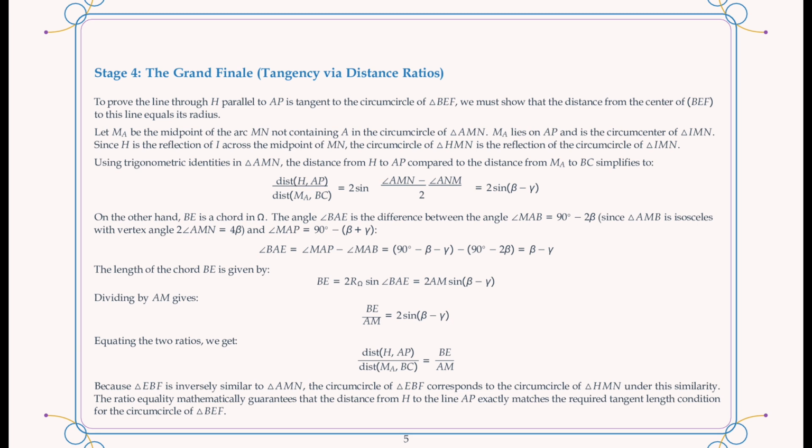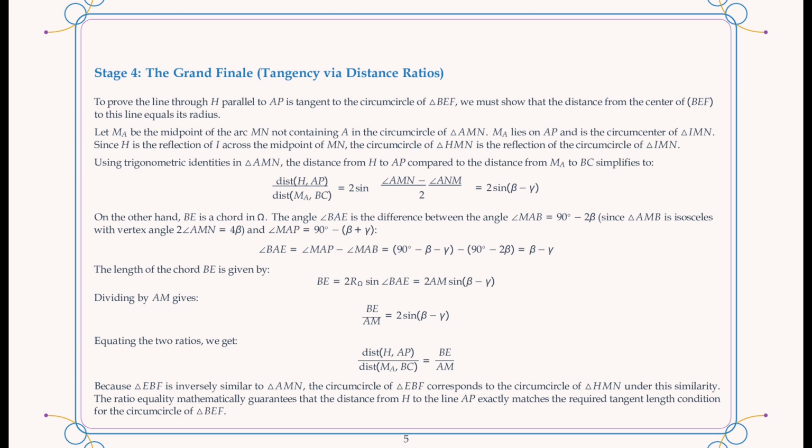On the other hand, BE is a chord in omega. The angle BAE is the difference between the angle MAB, which is 90 degrees minus 2 beta, and angle MAP, which is 90 degrees minus beta plus gamma. This means angle BAE equals beta minus gamma.